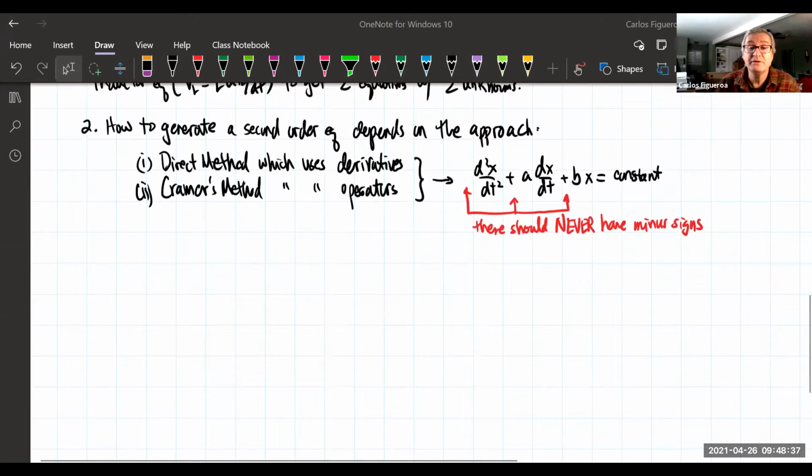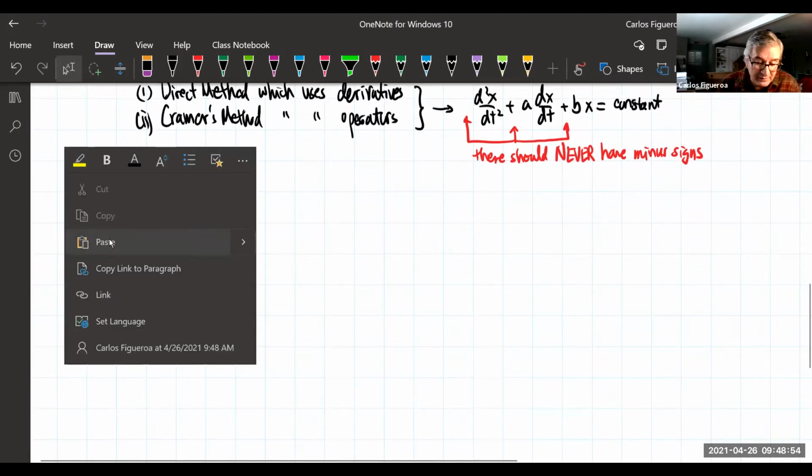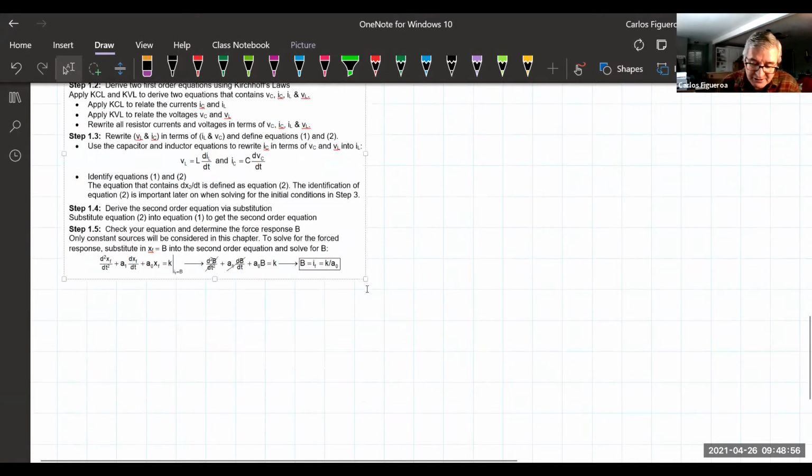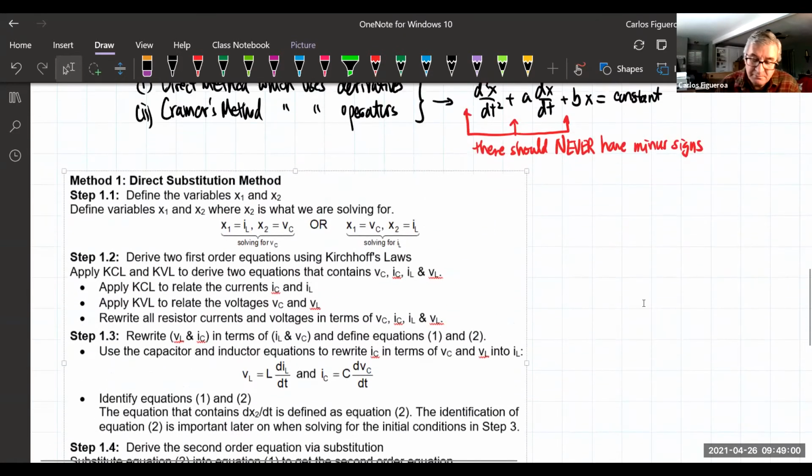So what I'm going to do here is that this is right out of my lecture notes. So I'm just going to copy and highlight what I have written in there so that I could show you what it is that I'm going to do. So I'm going to stick this in here and then I'll go over it, but it's really the application process that becomes important. So method one is called the direct substitution method here.